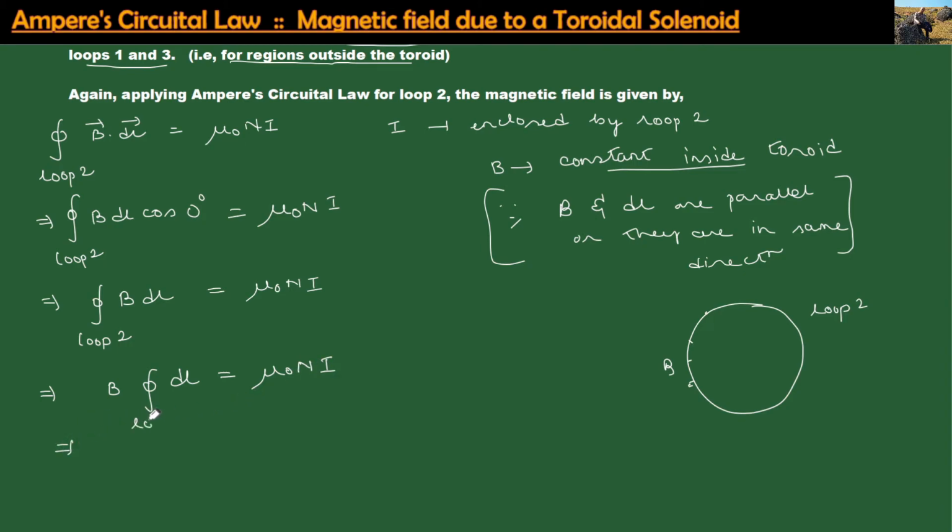Then this will be the integration over the second loop. If you consider that second loop, I have the center O of the toroid, and r as the radius. If I sum over all those small elements dl, it will be equal to twice pi r, and this is nothing but the circumference of that Amperian loop, that is, of loop 2.